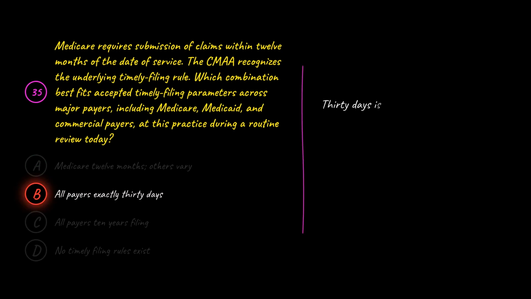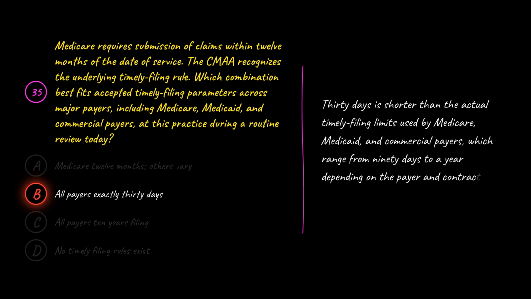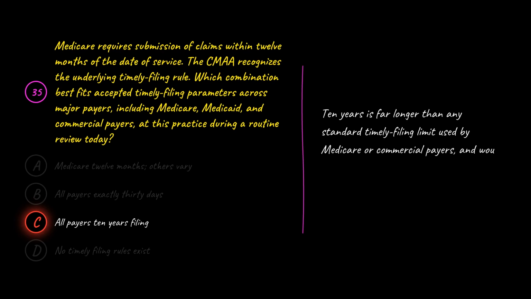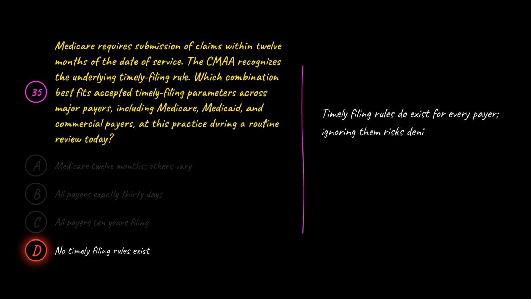B is wrong because 30 days is shorter than the actual timely filing limits used by Medicare, Medicaid, and commercial payers, which range from 90 days to a year depending on the payer and contract terms. C is wrong because 10 years is far longer than any standard timely filing limit used by Medicare or commercial payers, and would not match the actual filing windows used in current healthcare billing practice. D is wrong because timely filing rules do exist for every payer. Ignoring them risks denials and unrecoverable revenue, which is exactly why the practice tracks submission dates against payer-specific filing limits.